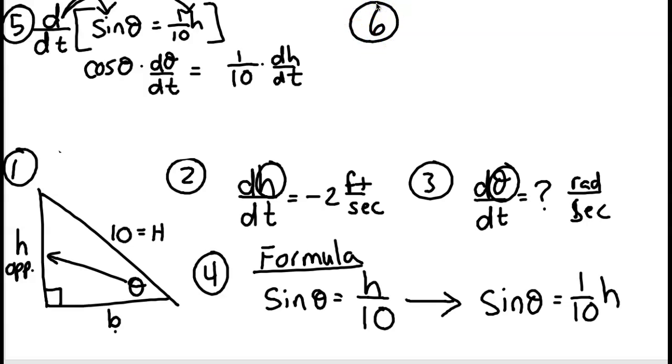So for step 6, we plug in what we know. The only thing I know right now, right off the bat, is dh/dt is negative 2 feet per second. So I'm going to plug that in right here.